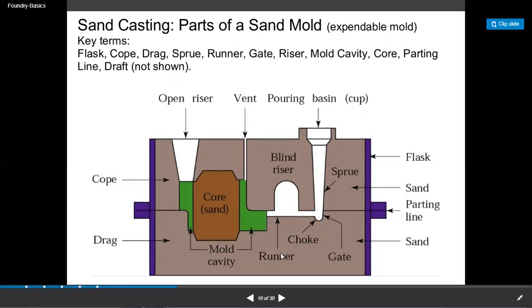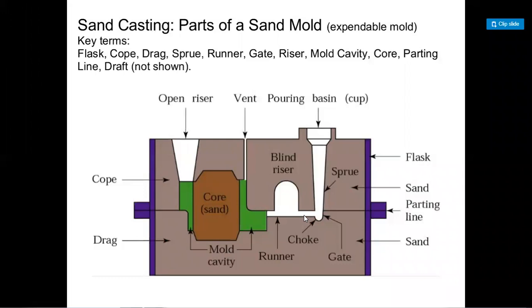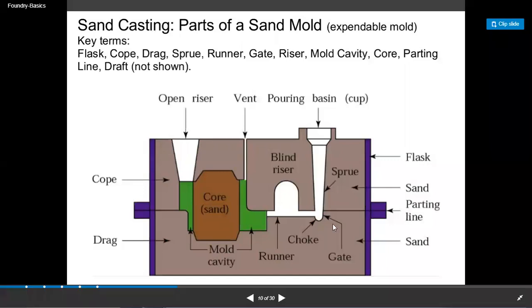So the runner is for pouring the material, and the bottom of the basin is called the gate. We can use different types of sands. The parting line means how much sand should be filled in the boxes. The center of the line is the parting line.